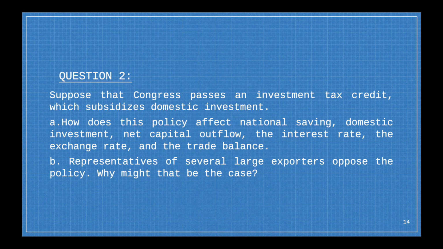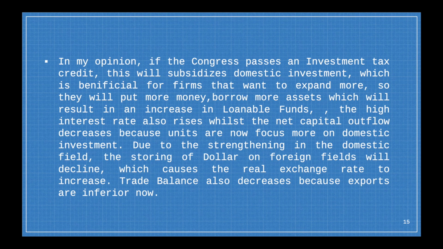For question 2 of chapter 32, my answer is for A. In my opinion, if Congress passes an investment tax credit, this will subsidize domestic investment, which is beneficial for firms that want to expand or grow more. So they will borrow more, which will result in an increase in the demand for loanable funds.